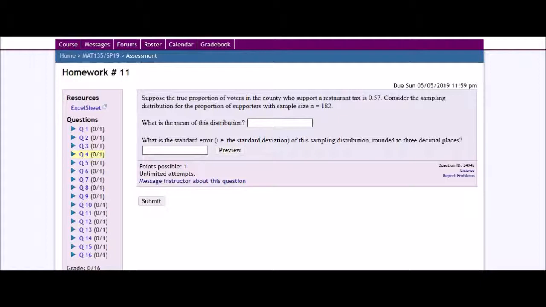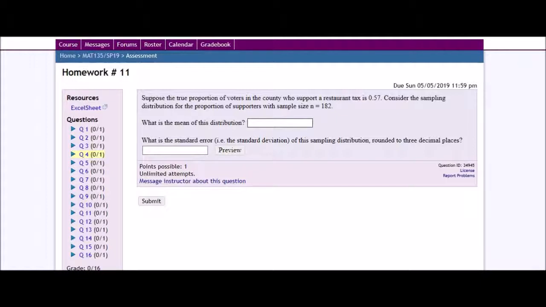The question says, suppose the true proportion of voters in a county who supports a restaurant tax is 0.57. Consider the sampling distribution for the proportion of supporters with the sample size of n equal to 182. What is the mean of this distribution?